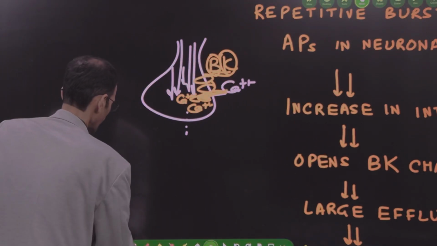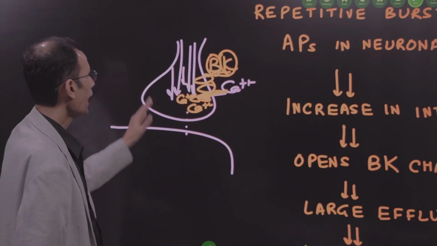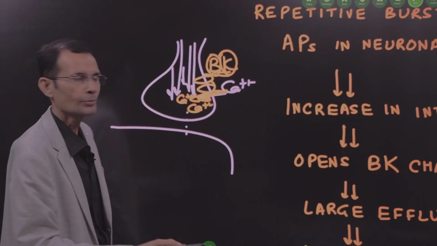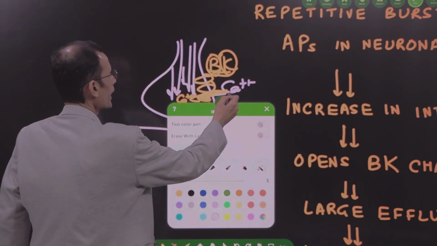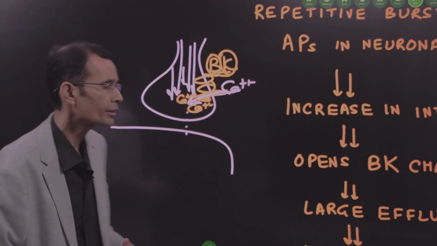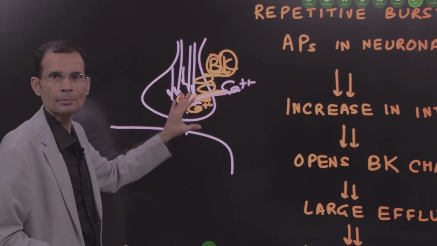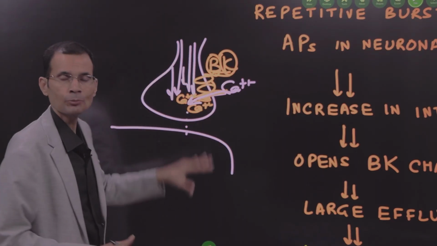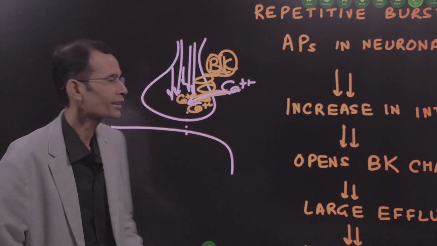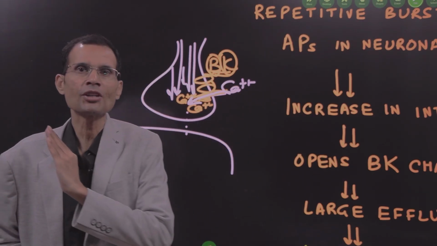So you can see here that this neuron is repeatedly firing action potentials, and every time it reaches the terminal, there is opening of calcium channels, voltage gated calcium channels. They will open and the calcium influx will happen. So because of the repetitive firing of action potentials, temporarily the intracellular calcium increases. Intracellular means in the neuron here, the calcium concentration increases, and this calcium now activates the potassium channel. So it is called the calcium activated potassium channel.